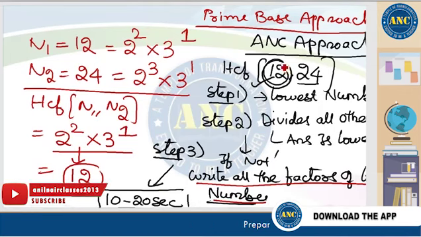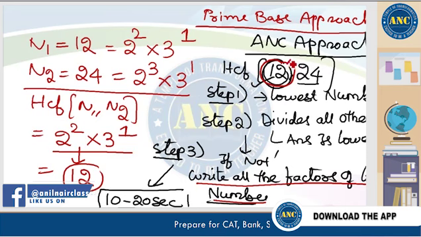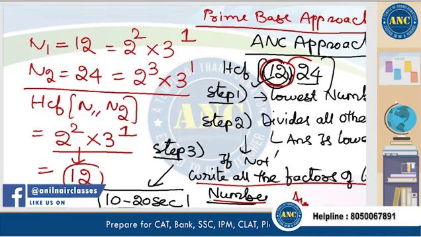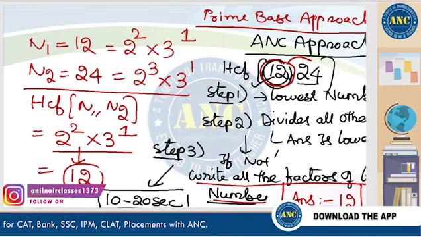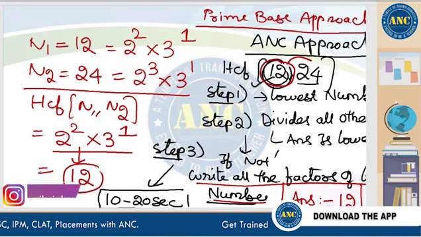Answer for this question is, the lowest number is 12. 12 will divide 24. So the answer for this question is 12.